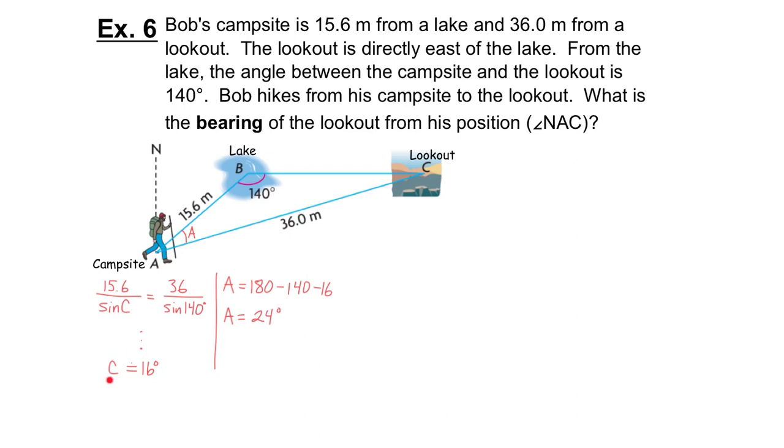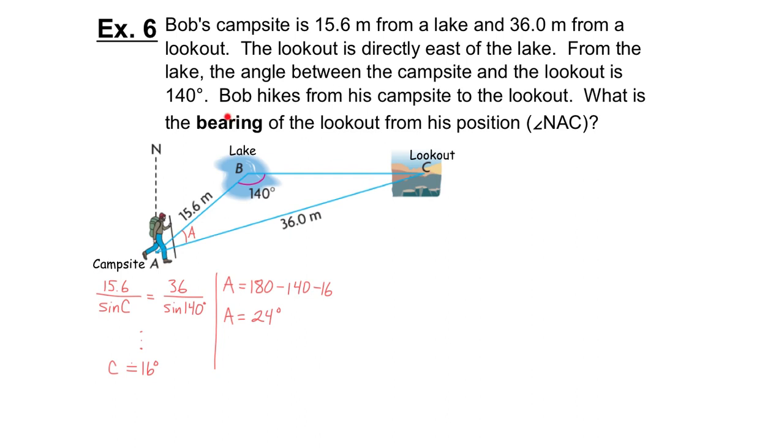Also, if you tried doing this, subtract this from 180, you would get another obtuse angle here. You can't have two obtuse angles in a triangle, otherwise your interior angles would be more than 180 degrees. So that's how I knew that this 16 degrees was the only possibility for angle C.